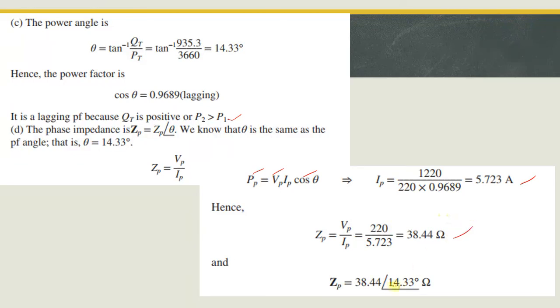The angle is equal to the power factor angle. So the impedance is 38.44 at an angle of 14.33 degrees. Here the calculation gives only the magnitude of the impedance; the angle is taken from the power factor itself. So this is the final answer.